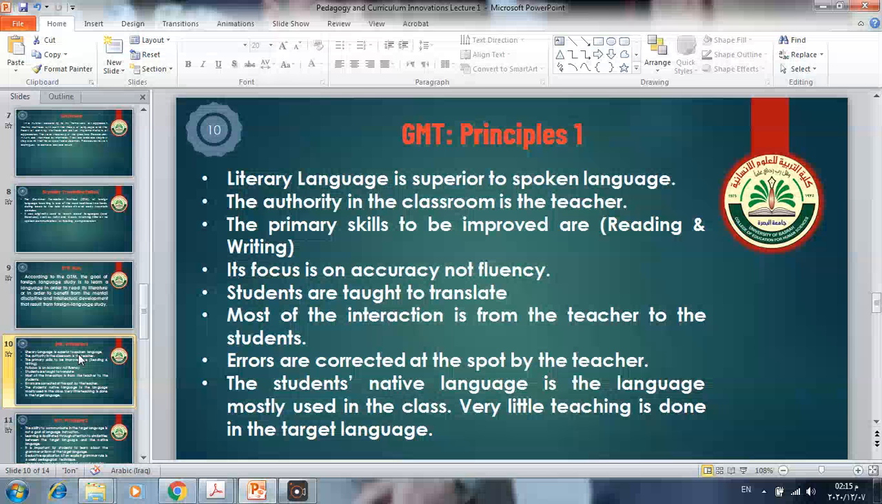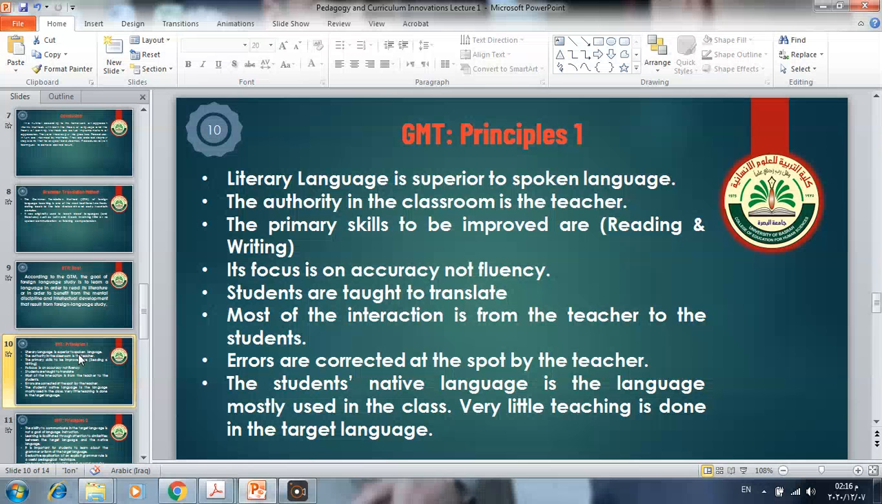Okay. The grammar translation method also focuses on accuracy, not fluency. They want people to what? To say things in an accurate way, to read things in an accurate way, but it doesn't matter whether they said them fluently or not. So it is accuracy that is being focused upon. And the students are taught to translate. This is a principle. Students learn the language to translate also. So when they know how to translate, they know something about the literature of that language.